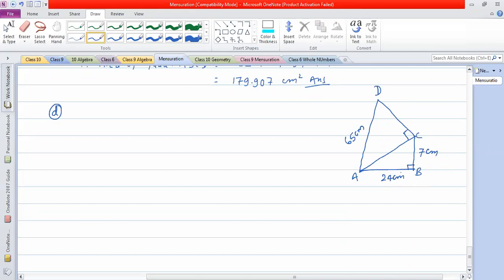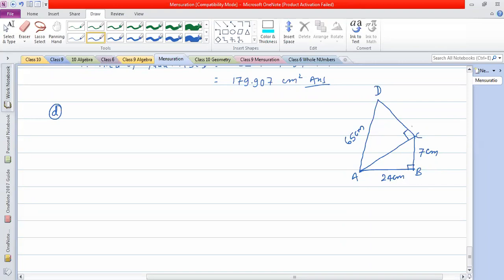In case of quadrilateral, generally diagonals half, diagonal into perpendiculars p1 plus p2, but neither perpendiculars are given nor the diagonals are given. So we don't have any other choice other than adding these two triangles ABC and ACD. We can find the area of triangle ABC easily since it is a right angle triangle and we have given base and perpendicular as well. But to find the area of this triangle ACD, we should do some homework.